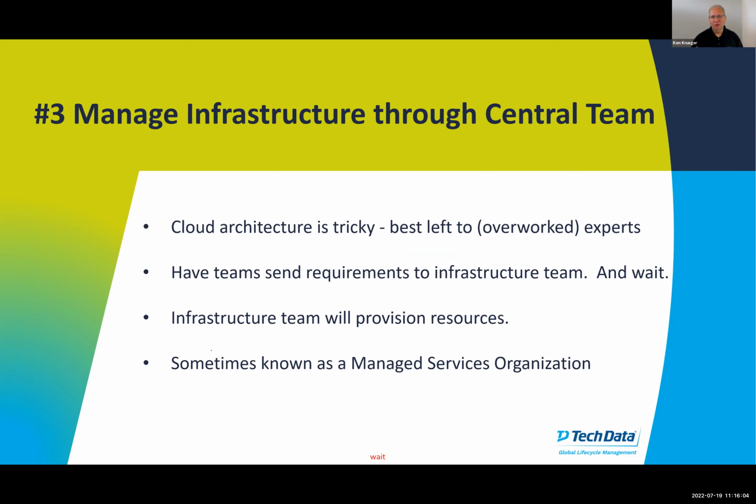The first 2 were pretty simple. The next 2 are going to be more controversial because almost everybody falls into this trap. So number 3 is managing infrastructure through a central team of some form or fashion. Cloud architecture is tricky. It's best to leave it to the experts. We have a small group of experts, and so we're going to let them set everything up. Most of the teams are supposed to just send the requirements to the central infrastructure team, and then they wait until that overworked central team is able to produce everything and get back to them. Sometimes this is called a managed services organization. Sometimes this is called a cloud excellence team, except that what I am describing now is neither of those.